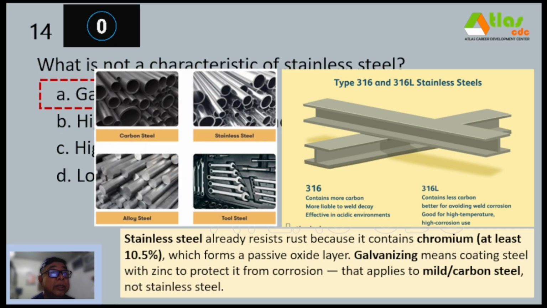So we have type 316 and 316L stainless steel. 316 contains more carbon, more liable to weld decay, and effective in acidic environments, while 316L contains less carbon and better for avoiding weld corrosion, good for high temperature and high corrosion use. So these are the types of steel. We have carbon steel, stainless steel, alloy steel, and tool steel.